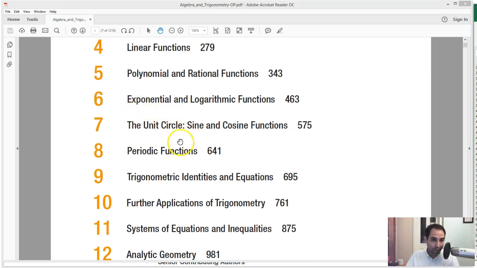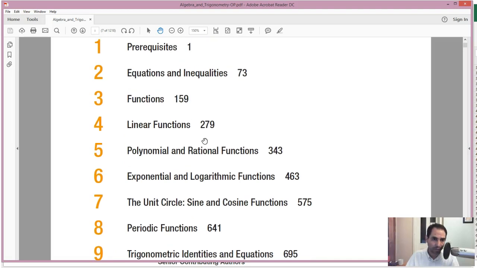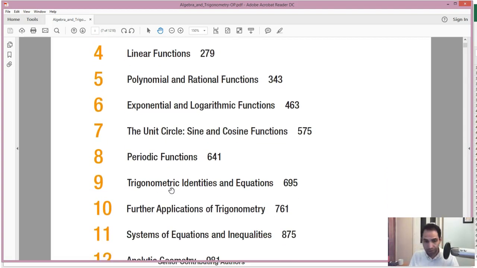So now this is the first course in this series that deals with trigonometric functions. Of course, we have other courses over here, which start from equations, functions, linear functions, polynomial and rational functions, exponential and logarithmic functions, and I will show you where you can find those courses as well. So this is about the course that we are dealing with right now.